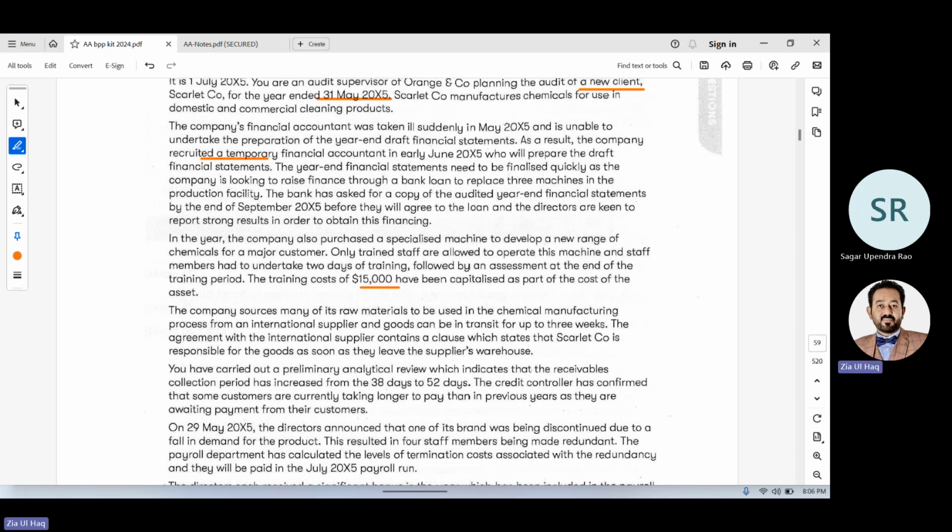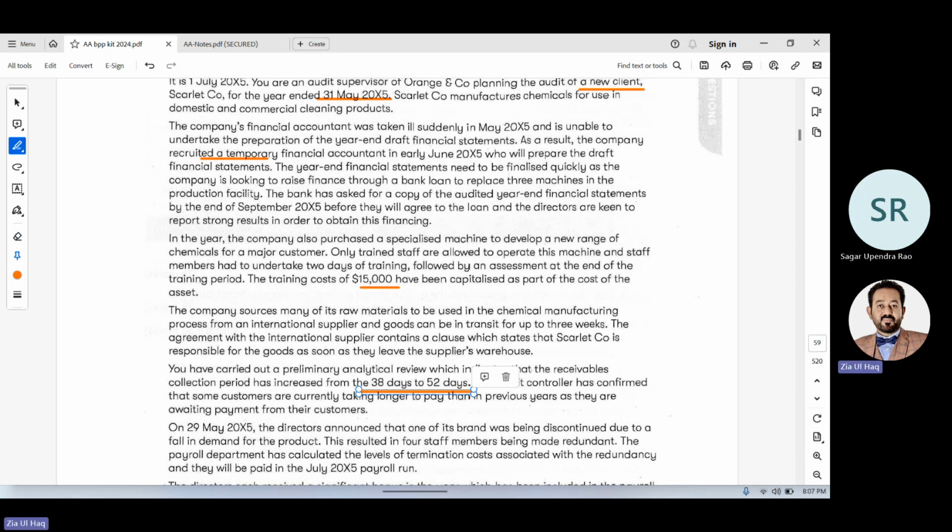You have carried out a preliminary analytical review, meaning you performed analytical procedures at planning stage. Analytical procedures mean comparison of different data, which indicates that the receivables collection period has increased from 38 days to 52 days. This means receivable days have increased.